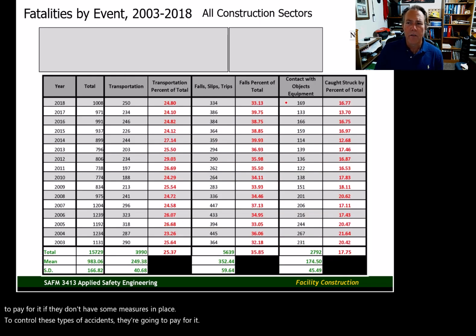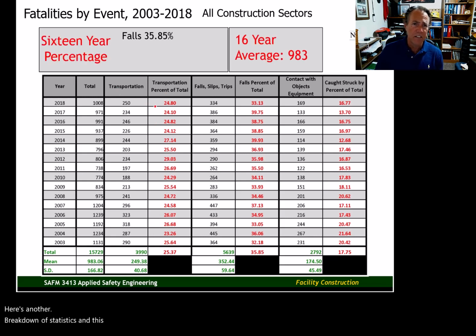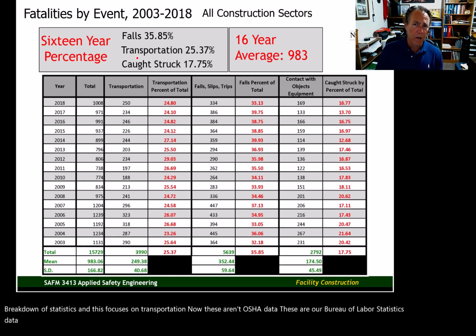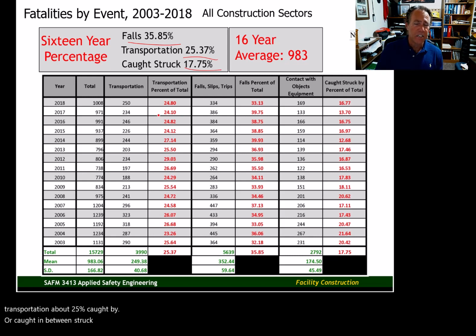Now here's another breakdown of statistics, and this focuses on transportation. Now these aren't OSHA data. These are Bureau of Labor Statistics data. These are the top 3 killers according to Bureau of Labor Statistics data in all construction. Falls, about 36%. Transportation, about 25%. Caught by, or caught in between, struck by, about 18%.